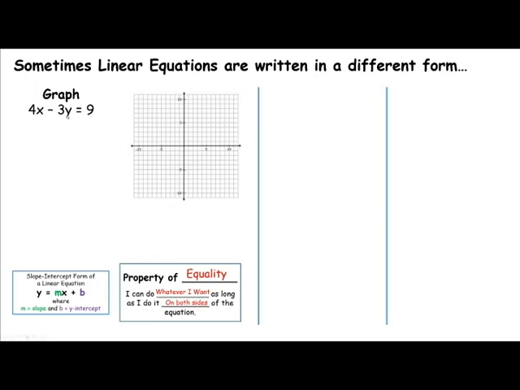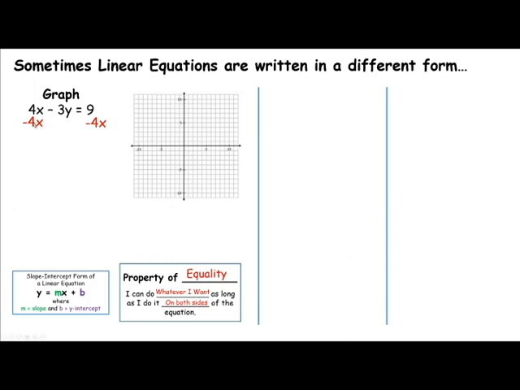Remember, my goal is to get the y by itself. I've done two things to this y. I've multiplied it by this 3, or actually this negative 3, and then I've also added this positive 4x onto the beginning. I'm going to begin to work my way backwards through that problem. I'm going to subtract that 4x from both sides. Remember, I can do that as long as I do it on both sides of the equation.